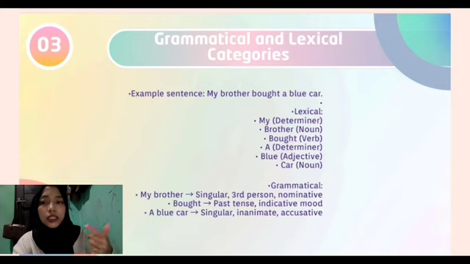So if we look at the grammatical categories, "the cat" is singular, third person, neutral gender, and in nominative case because it functions as the subject. "Sleeps" is present tense and indicative mood. "On the sofa" is a prepositional phrase describing location, and singular, inanimate, and in oblique case.